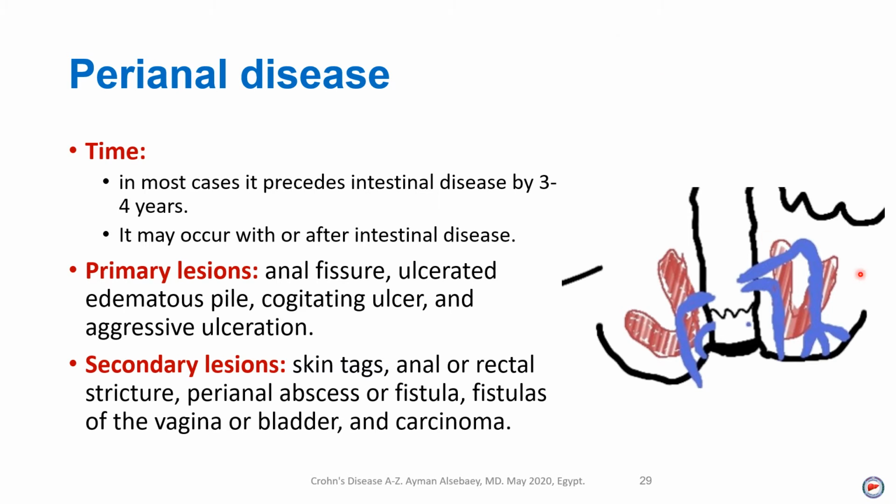Okay? The perianal disease includes anal fissure, ulcerated edematous piles, ulcers, which are called coagulating ulcers, and aggressive ulcerations. There are secondary lesions, like maybe there is a stricture in the rectum, maybe there is perianal abscess, skin tags, whatever, fistulae, and the fistulae may extend to other parts.